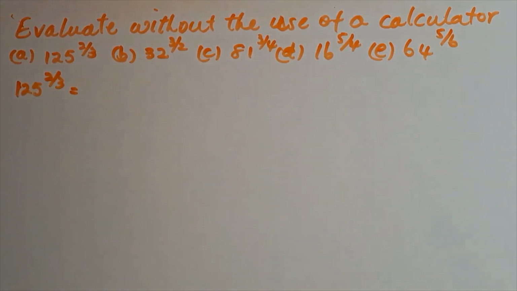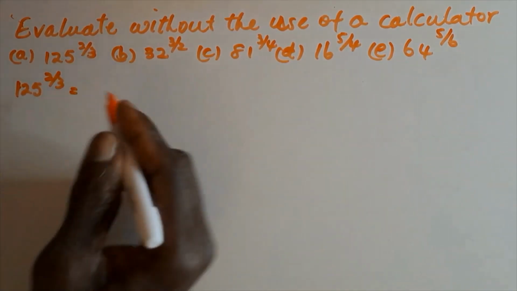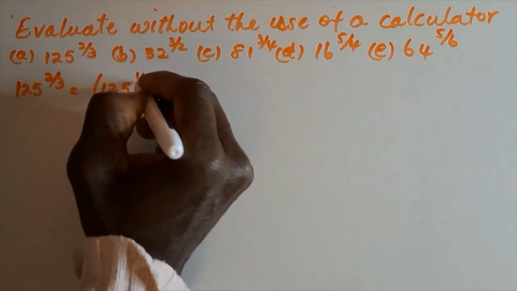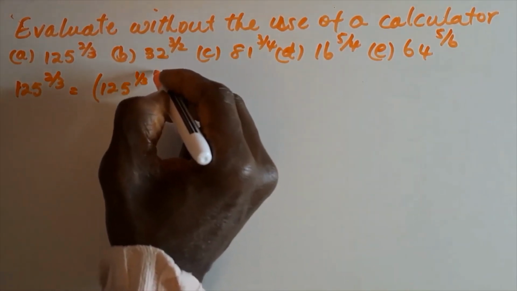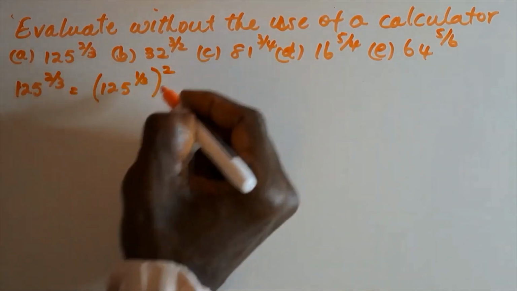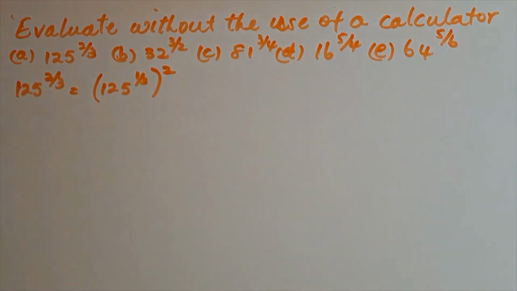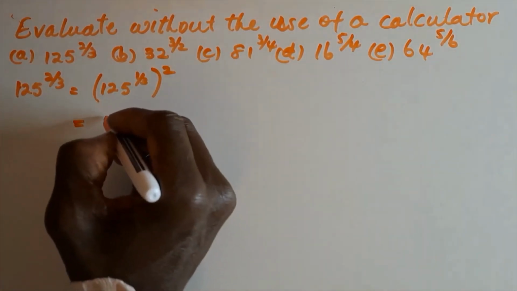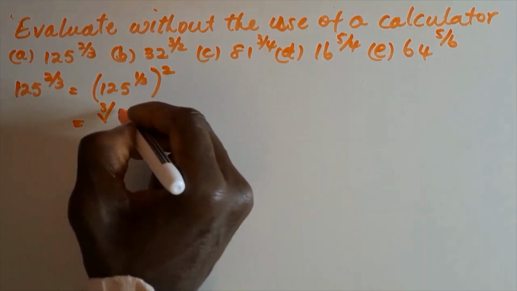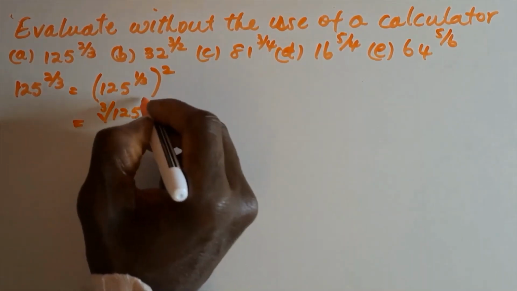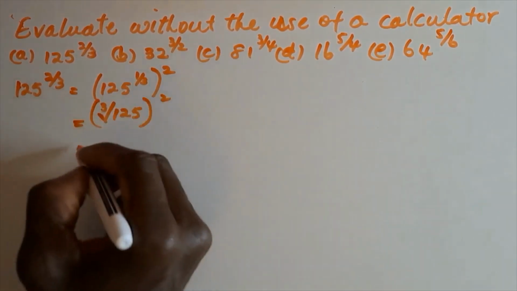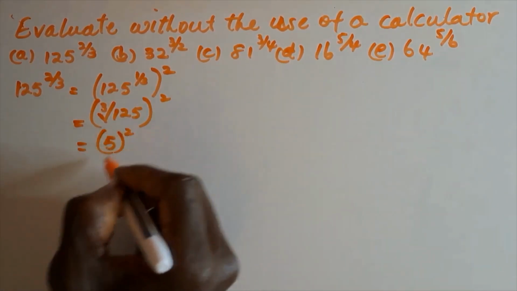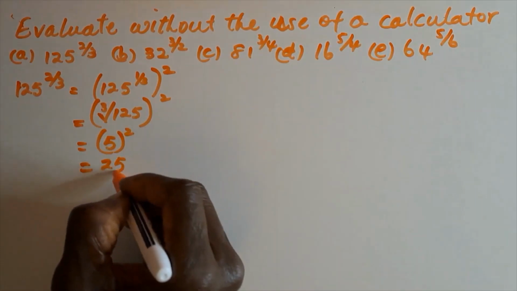The denominator will indicate the root. So this is indicating that it's 125 raised to the 1/3. And then we square the result. So the cube root of 125, and then all of that is squared. The cube root of 125 is actually 5, and we square that, we get 25.